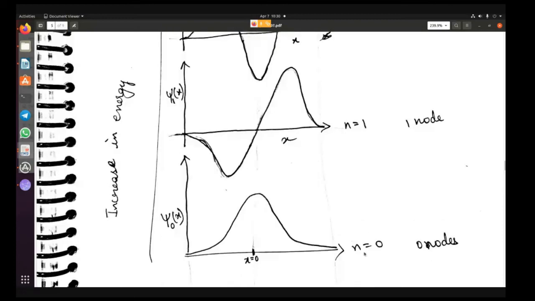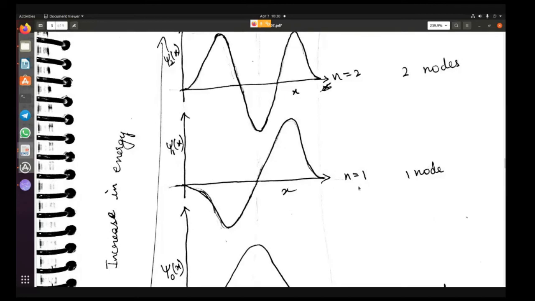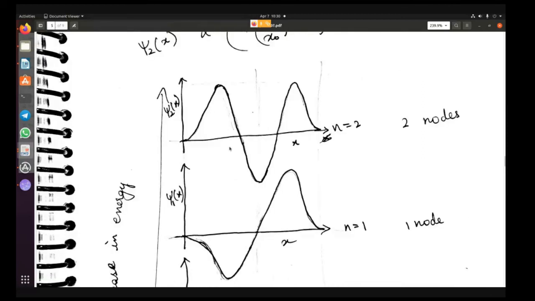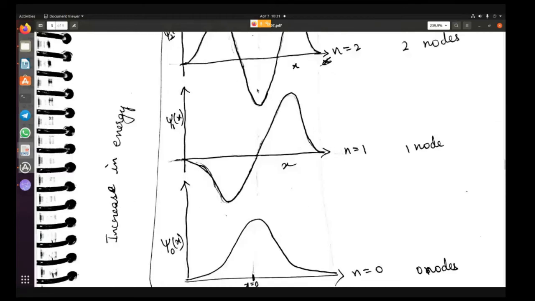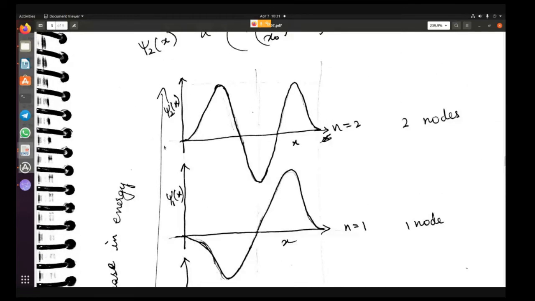As you can see, for psi 0 of x, there are 0 nodes. For psi 1 of x, there is 1 node, right here. For psi 2 of x, there are 2 nodes, here and here. Psi 3 of x is going to have 3 nodes. So this is how your eigenstates look. Any question?